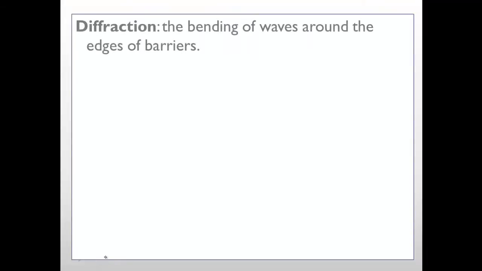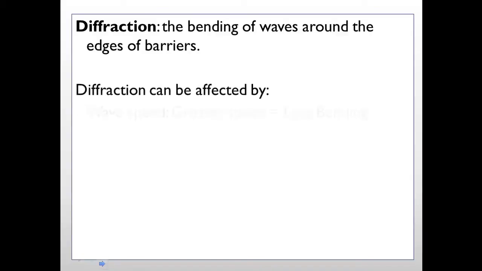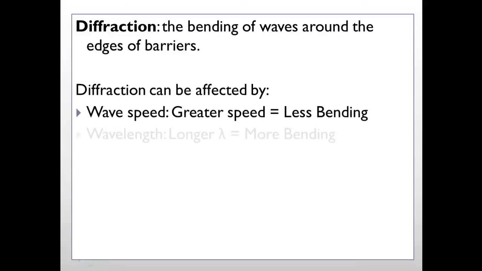So if we're talking about what affects diffraction, let's start off by the definition that diffraction is the bending of waves around the edges of barriers. And it can be affected by a few different physical properties. First of all, the wave speed, generally speaking, greater the speed, the less bending. And again, that would make sense. It's essentially blowing through the barrier. It's not giving the barrier enough time to affect its path all that much.